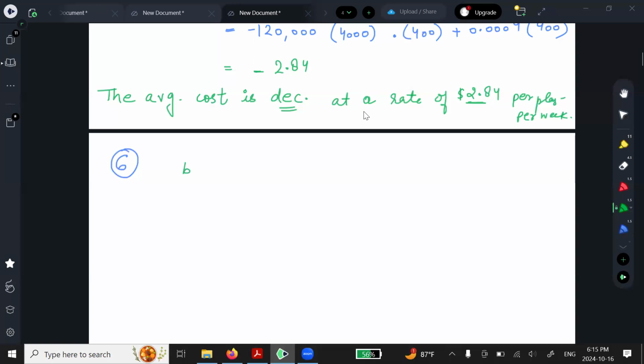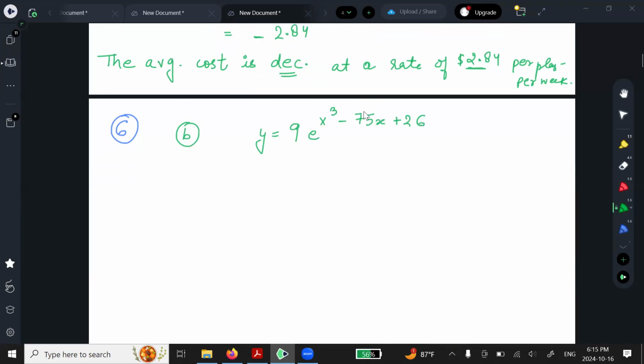No? Okay. I'm going to pick part B. Your function is this guy: 9 times e to the power x cubed minus 75x plus 26. If you can solve part B, you can solve part A. Now, how do I find the critical points? That's the question. Find critical points.